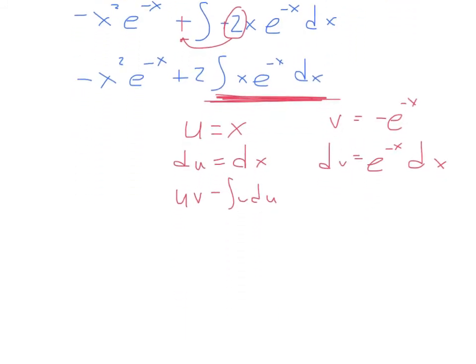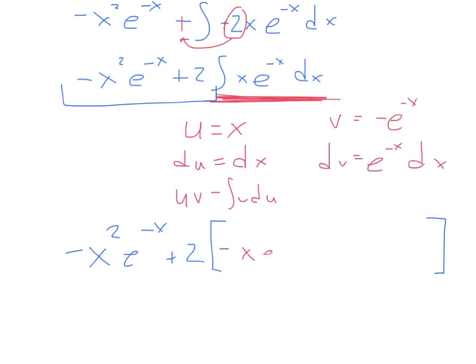So we've got to be a little bit careful here. We still have all of the stuff that wasn't in the integral. So negative x squared e to the negative x plus 2 times this new integration by parts. So uv is negative x e to the negative x minus the integral of v du, that's just e to the negative x dx.